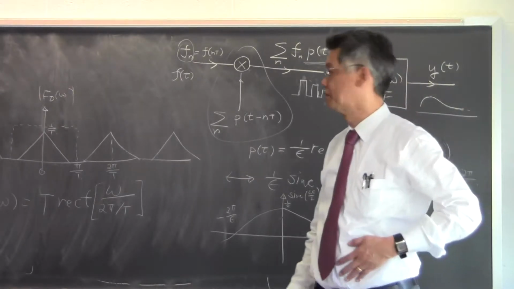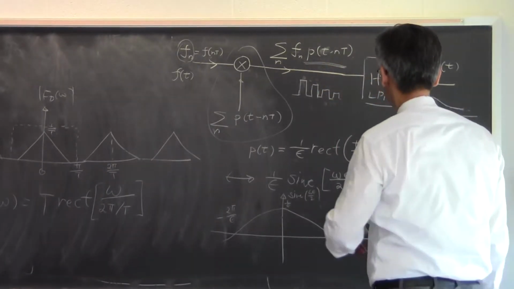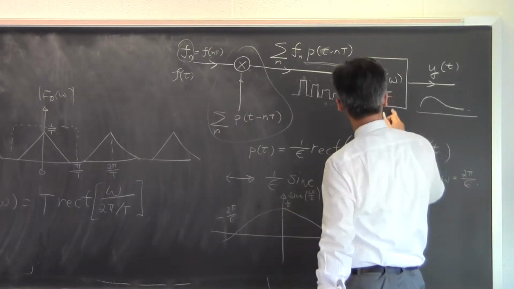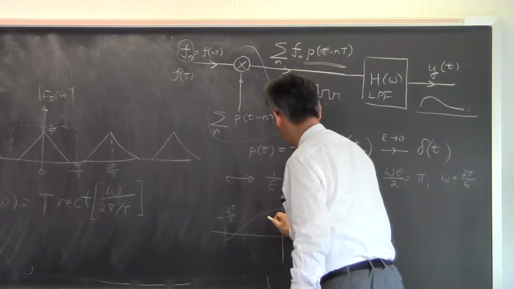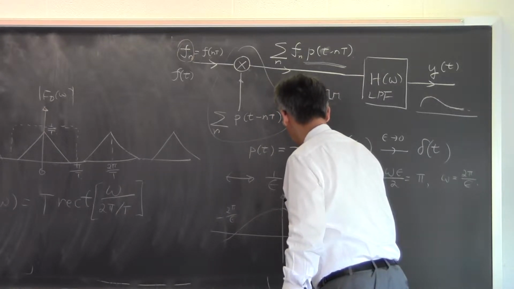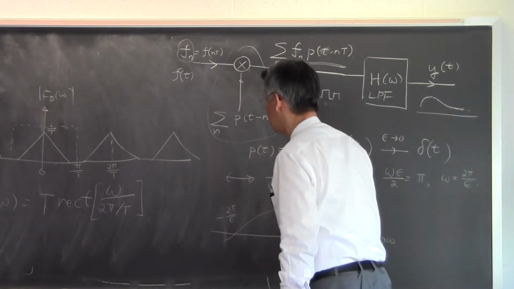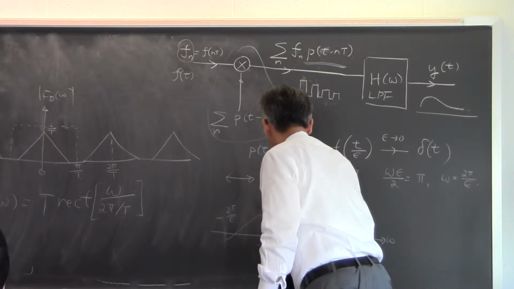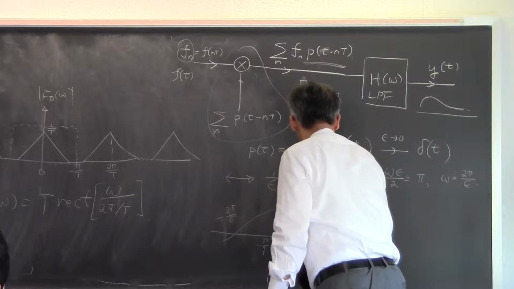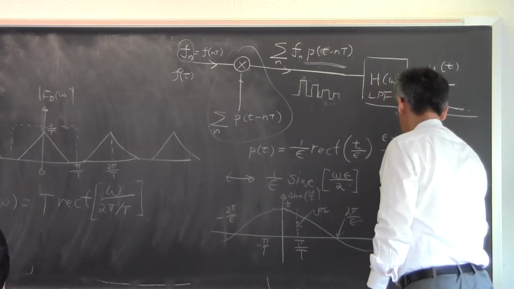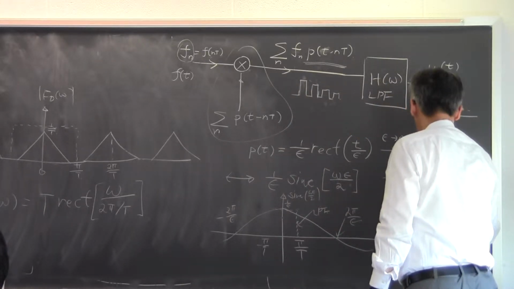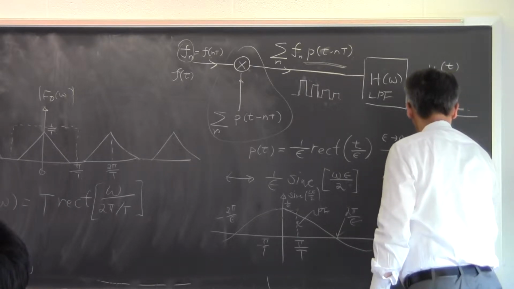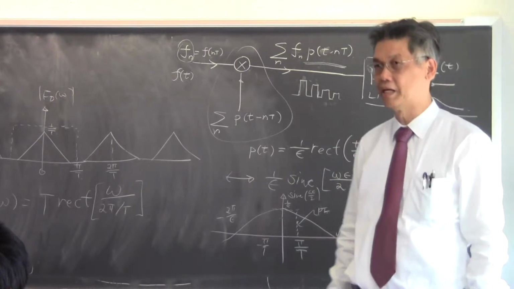That's what essentially happens, because these pulses essentially have very broad bandwidth, and this low-pass filter has a bandwidth that is very, very low. So the low-pass filter has a bandwidth of pi over capital T to minus pi over capital T. This is my low-pass filter. And you see that in this low-pass filter design, 2 pi over epsilon is much, much larger than pi over T.